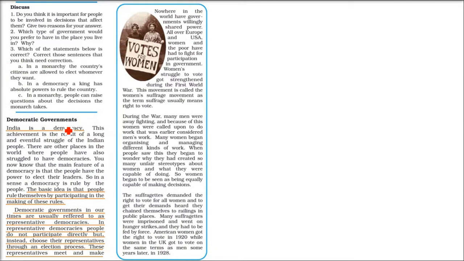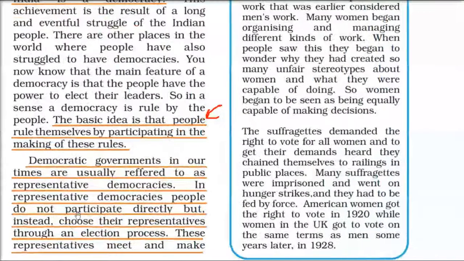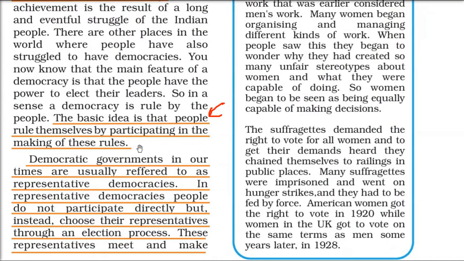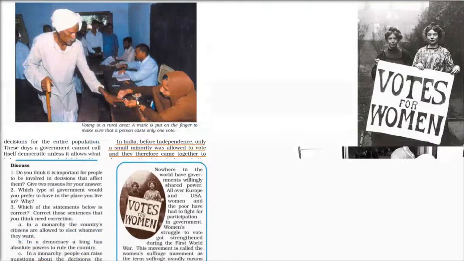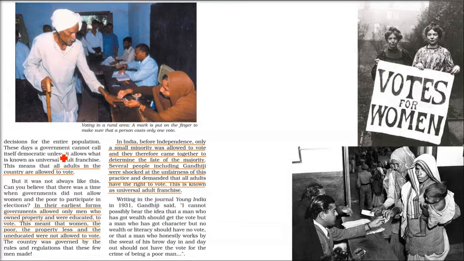Now, India is a democracy. India is a proper democracy. Now, the basic idea is that everyone should feel that we are also part of this government, or we are also running the government, participating in the government. So, democratic government in our time is also called representative democracy. Here, people participate, but not directly. They will just elect their representatives, and these representatives, this pratinidhi, are going to make the decisions for them. They will make the final decisions. They will rule them.